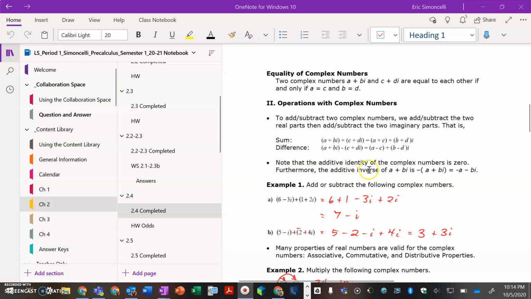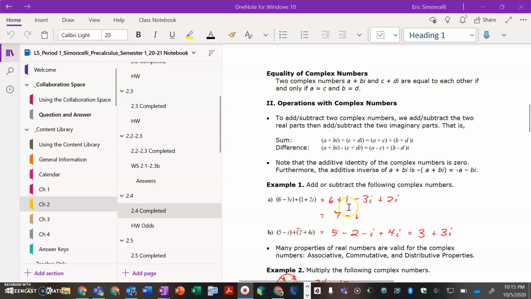Note that the additive identity of the complex numbers is 0. Furthermore, the additive inverse of a plus bi is negative, parentheses a plus bi, which is equal to negative a minus bi. To add or subtract the following complex numbers, so you see 6 minus 3i plus 1 plus 2i.